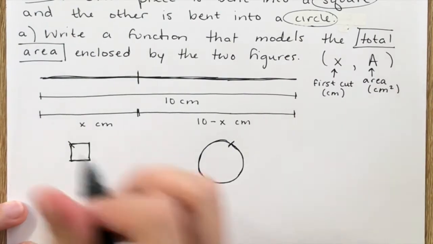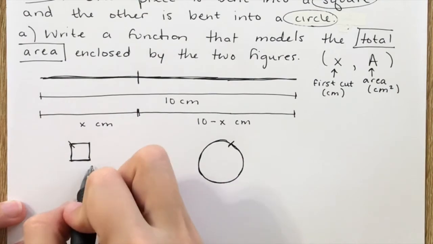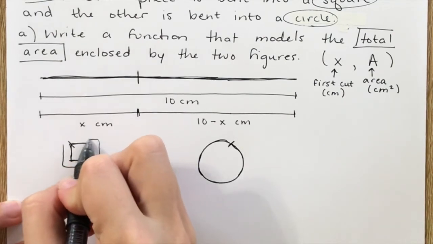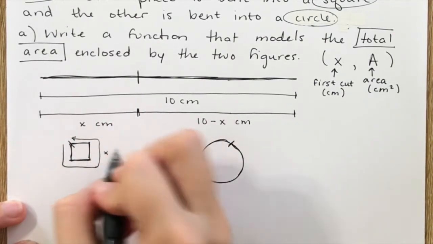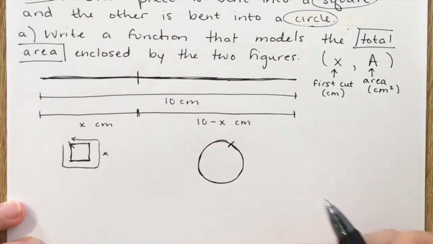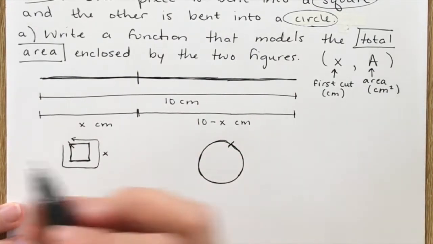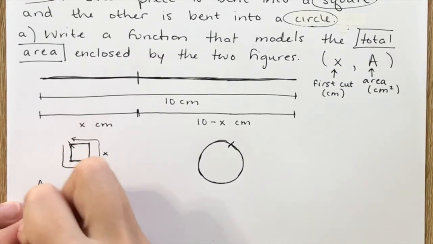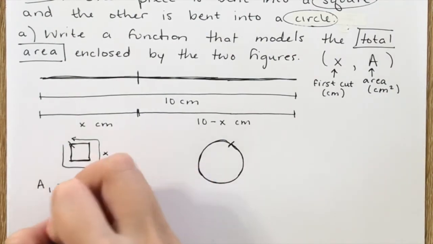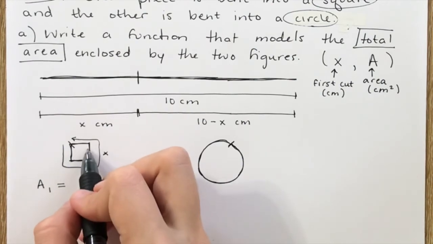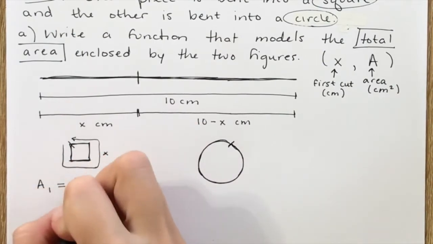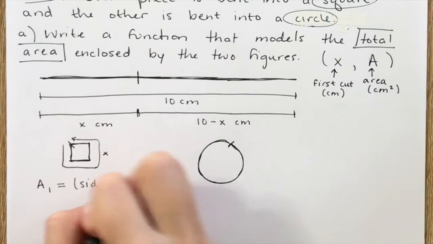What do we know here? Let's start with this square. So we know that the length of this piece of wire is x. So all the way around is x. If the whole way around is x, again, remember we're looking for area. What is the area of a square? I'm going to call this A1. The area of a square is, well, for a rectangle it's base times height. For a square, it's still the same thing, but the base is the same as the height, right? So it's just one side, whichever one, squared.